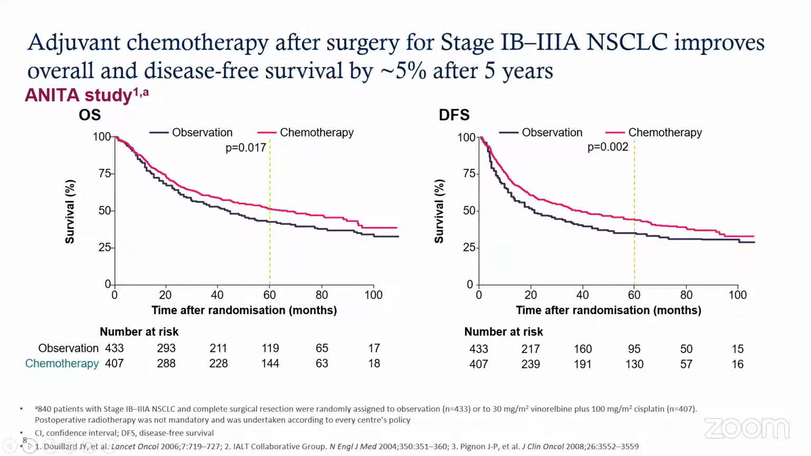So this is the NEJM 2004 publication of the ANITA study, where we gave adjuvant chemotherapy in stage 1B to 3 and look at the delta. In the overall survival as well as the DFS, the delta is there, but it isn't much. And the hazard ratio was somewhere around 0.79 or 0.8, which wasn't that convincing. But obviously, considering the bad subset of these patients, adjuvant chemotherapy is currently being given to all the patients. Next slide.